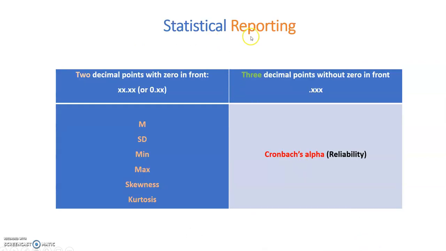And statistical reporting to write the APA tables is important. So you can provide all these values with 2 decimal points because they can be more than 1. You provide the 0 point and then 2 decimal points if it is less than 1. However, Cronbach alpha reliability is an exception. That can be between 0 and 1. So you have to provide it with three decimal points, and you don't write the 0 in the front.